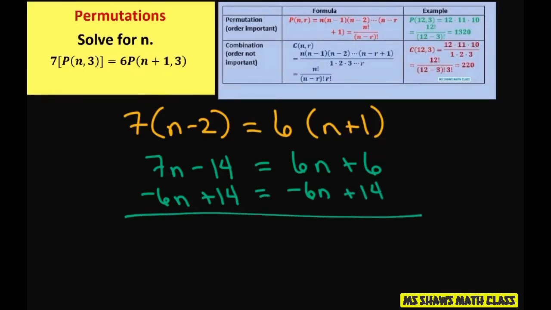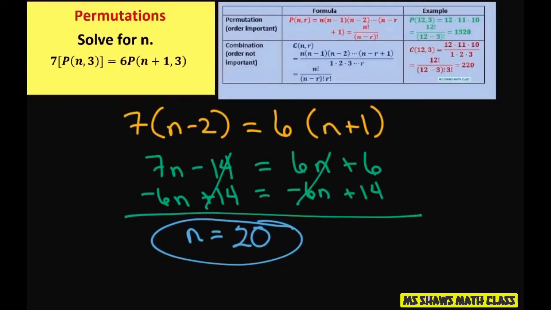So this is going to cancel out these two. So we get n equals 20. And that's your final answer.